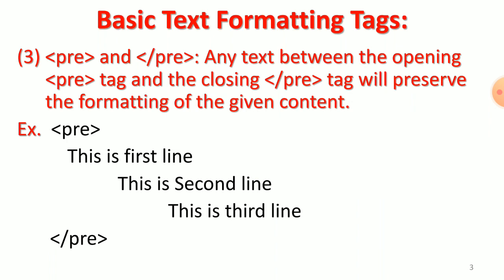Just like the example, pre and slash pre. First line, this is first line. Second, tab. This is second line. Enter. Tab. And third line, this is third line. That means pre-formatted. The same result in the browser window, displayed in the same manner as written in the HTML document. That means pre and slash pre tag.